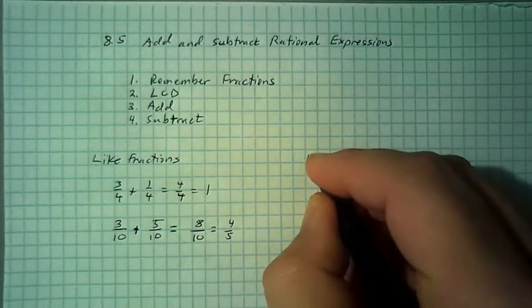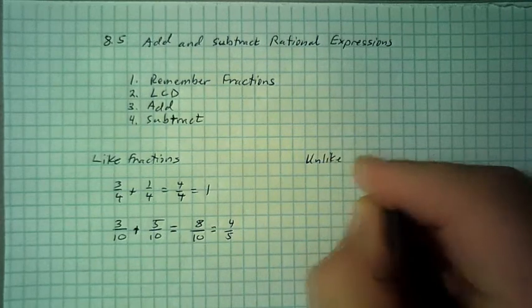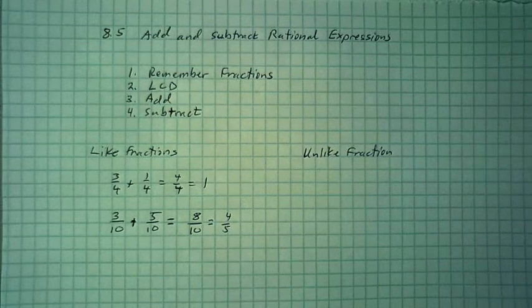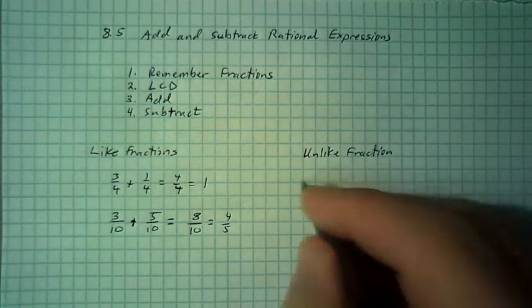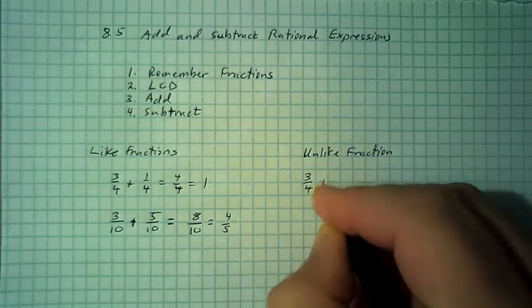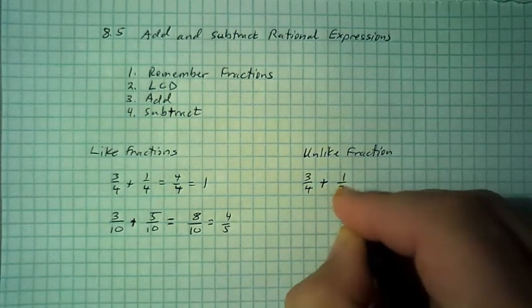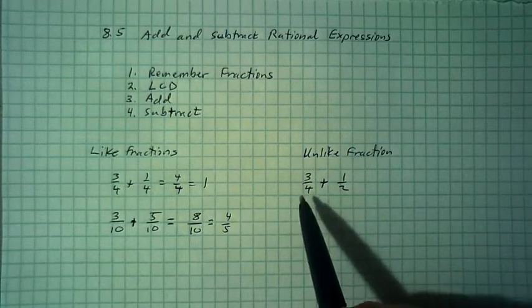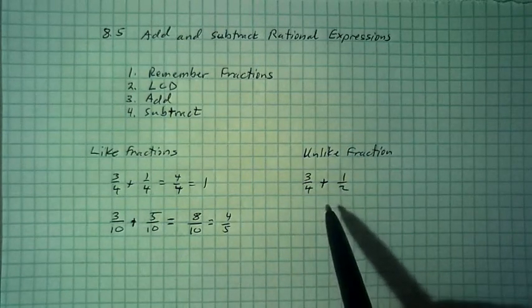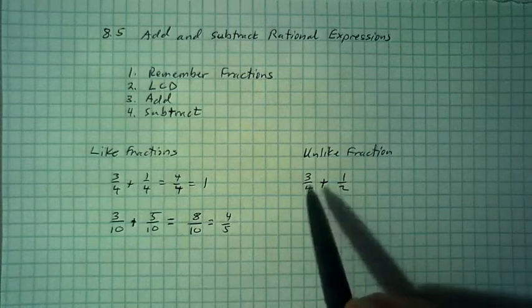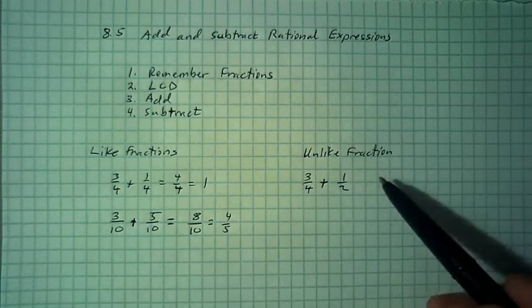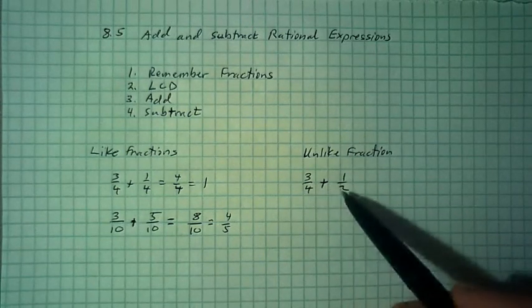Now with unlike fractions, you have to rename them into like fractions. So if I'm taking 3/4 and instead of adding 1/4, I'm adding 1/2, the denominators aren't the same. I can add them together, but I cannot add them just by adding the tops, because 3/4 and 1/2 do not make 4/4, nor do they make 4/2. It's 3/4 and 1/2. So if I'm going to add the numerators together, I have to re-express these fractions so that the bottoms are the same.